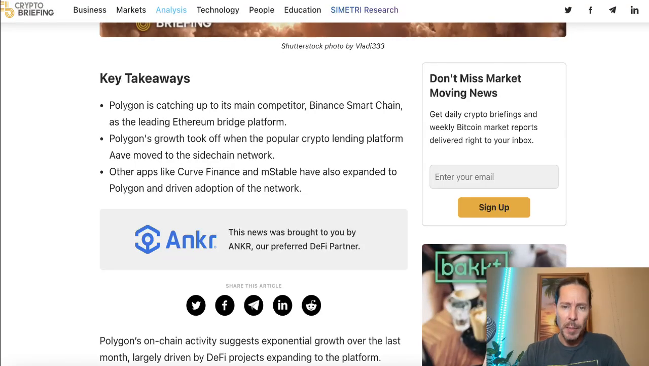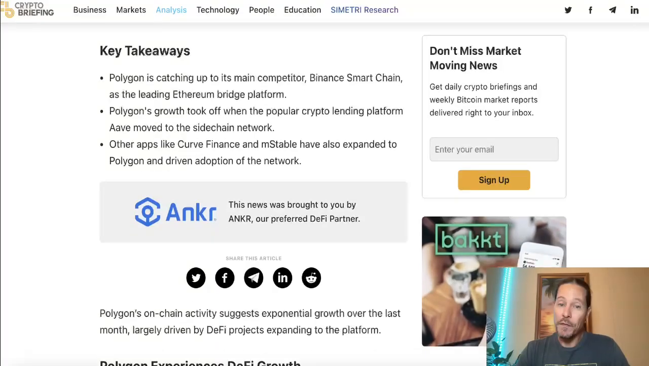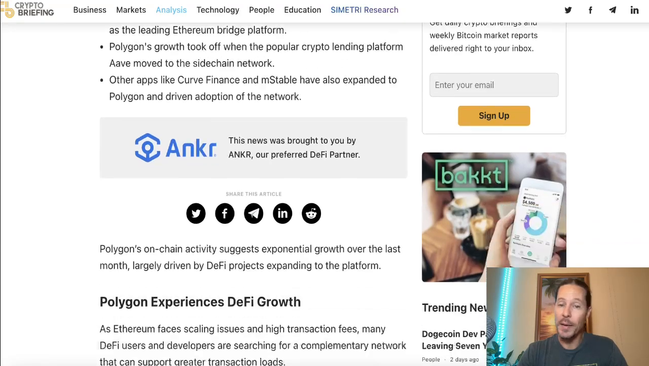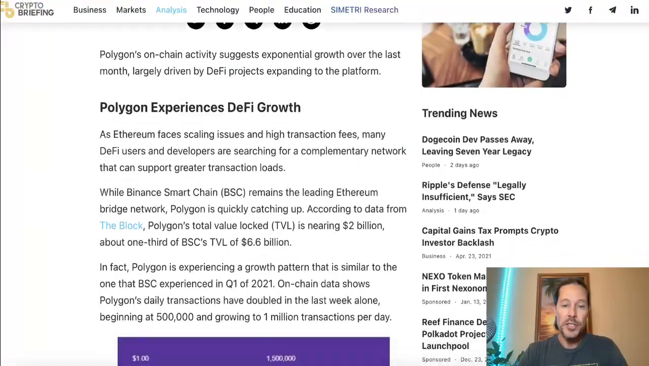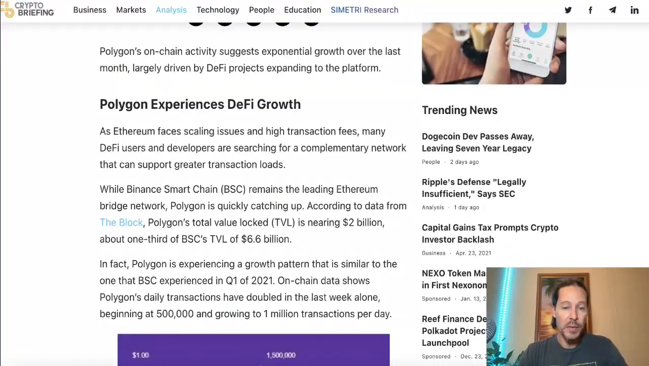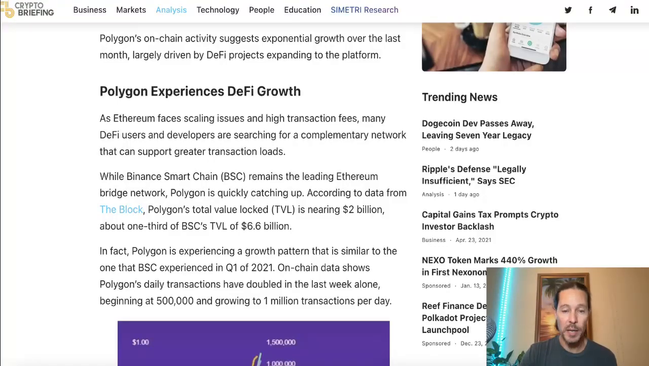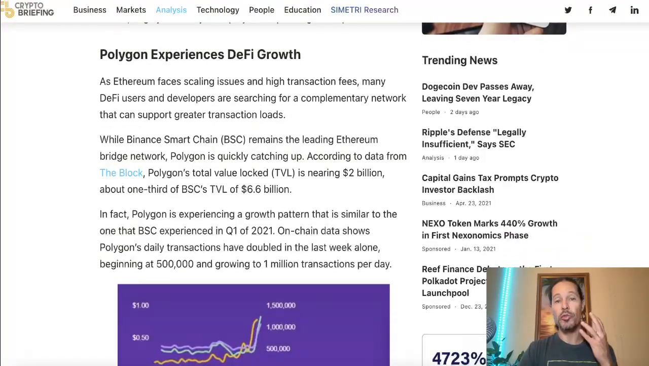Polygon's growth took off when the popular crypto lending platform Aave moved to the sidechain network. Aave on Polygon. Great partnership. We like it. Other apps like Curve Finance, another big one, and mStable have also expanded to Polygon and driven adoption to the network. Great stuff, you guys. I'm not going to read the whole article. It's just backing up what I'm saying. I mean, we're talking about big numbers here. We're talking about a project that is still growing.